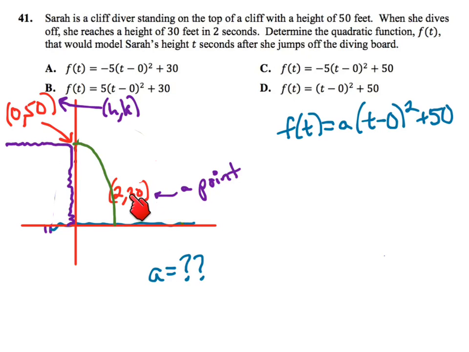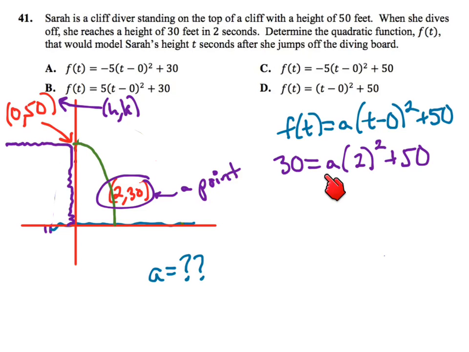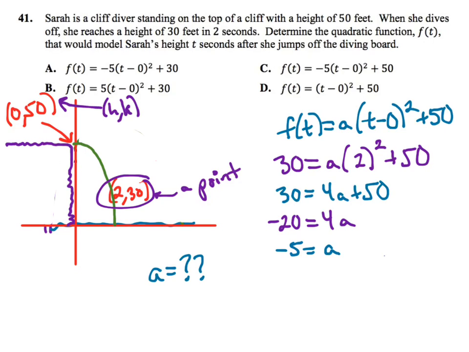Well, don't I have a point, right? I have this point. After 2 seconds, she's 30 feet high, so I can plug that in. 30 equals A times 2 minus 0 is 2, right? 2 squared plus 50. And now I can solve for A. That's the key to this problem, is to solve for A. 30 equals 4A, so all I did was square 2, I get 4. So 4A plus 50. Subtract 50 from both sides, I get negative 20 equals 4a. Divide both sides by 4, I get negative 5 equals a.